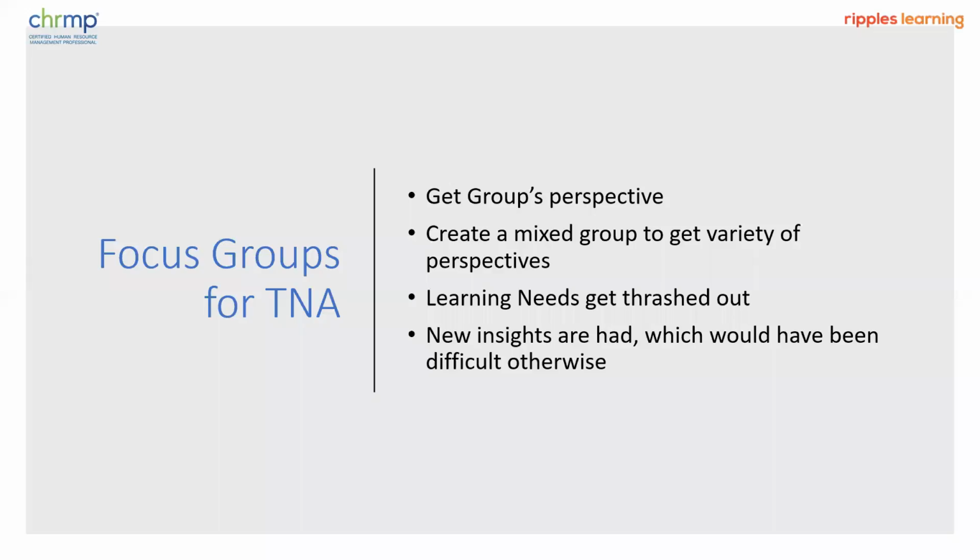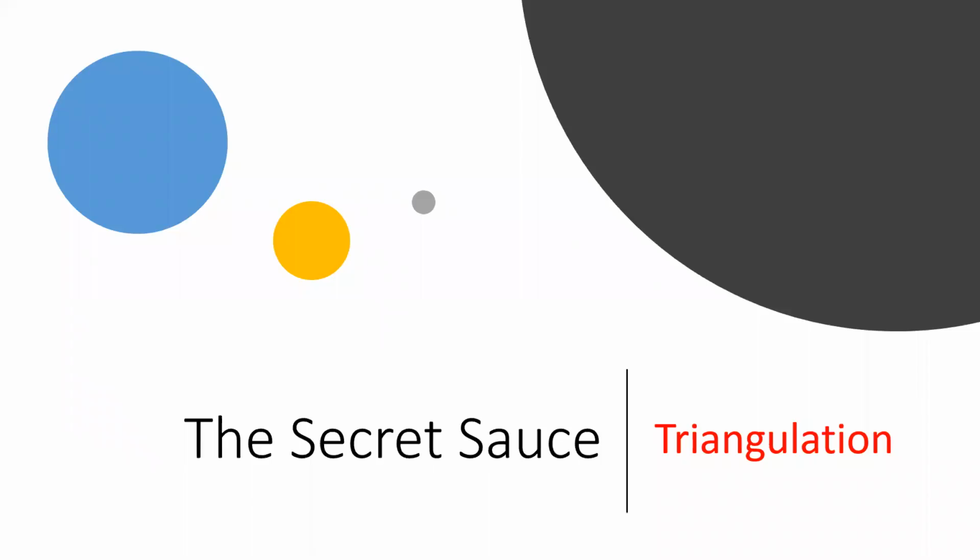Now, these are the methods we have discussed. We have discussed focus groups, interviews, questionnaires, and role task competency analysis. And I want to quickly share with you what is the secret sauce. I think the secret sauce in this case is what we call triangulation, right? And what is triangulation? Triangulation simply means that you don't do one of these things or two of these things, but you do three of them.